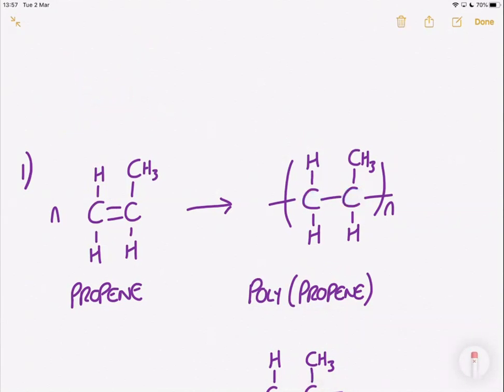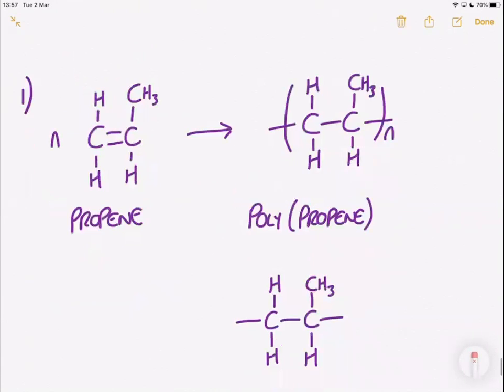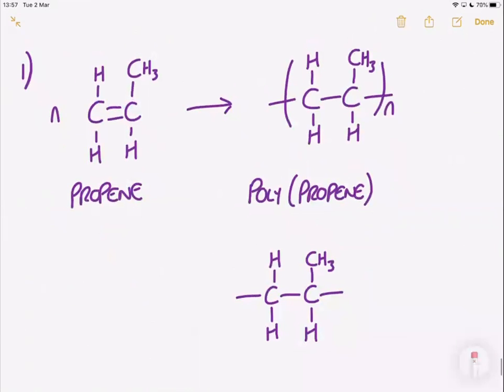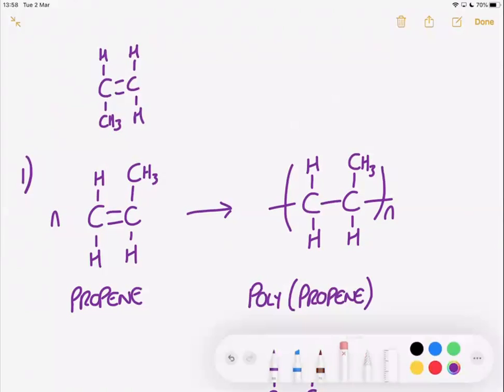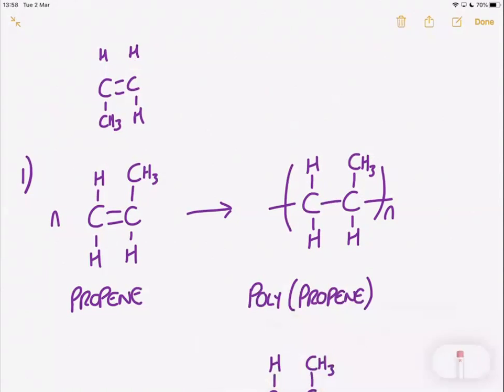So there's your polypropene, there's your repeating unit down below. Obviously, if you had a go at this, and if you've got it like this or something like that to begin with, absolutely fine, because that's still propene. You would still be making polypropene. It doesn't really matter where you put the methyl group. It'd still be correct. All right, next one.